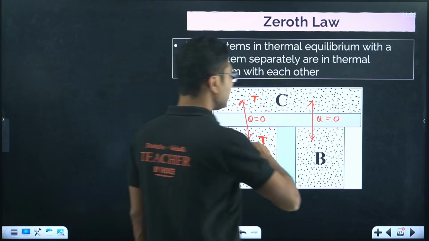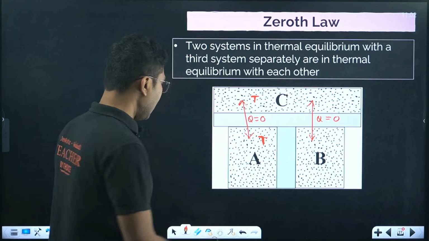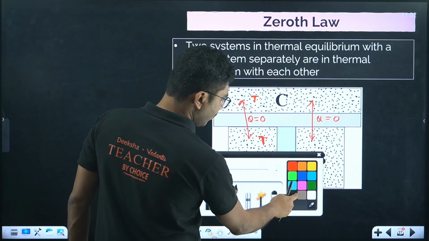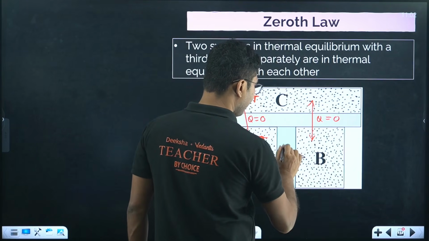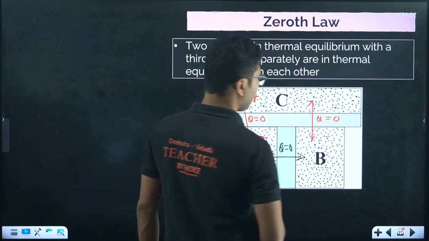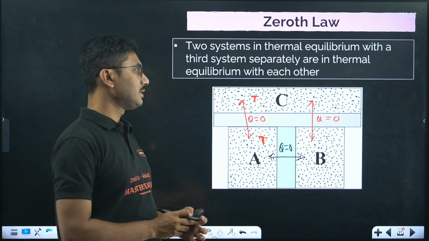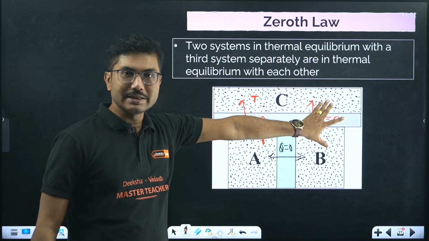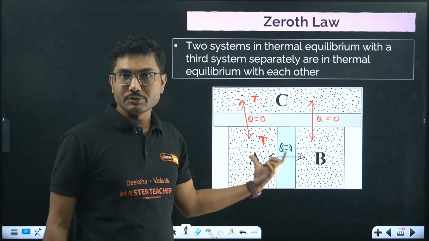So if there is no heat exchange between A and C, and none between B and C, now if you add these two together, then the heat exchange between A and B will also be zero. That is the zeroth law. So the heat exchange between A and C is zero, between B and C is zero, then the heat exchange between A and B will also be zero.